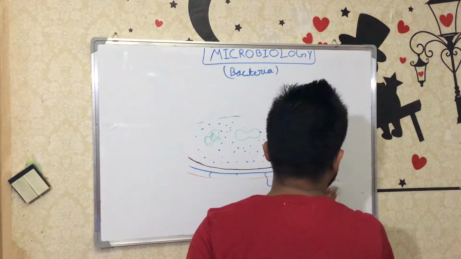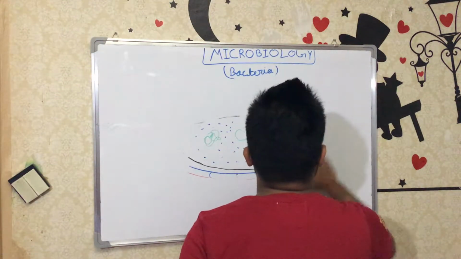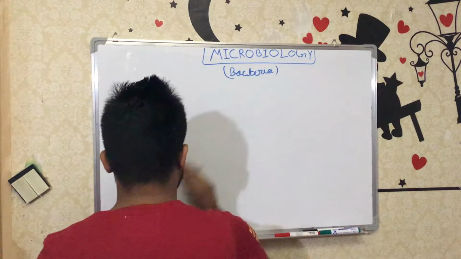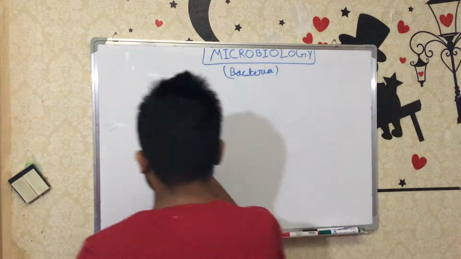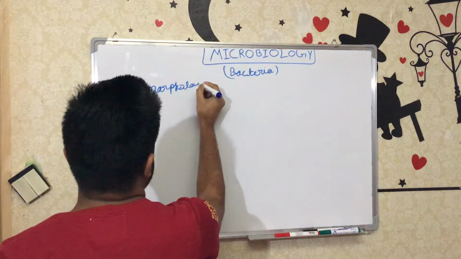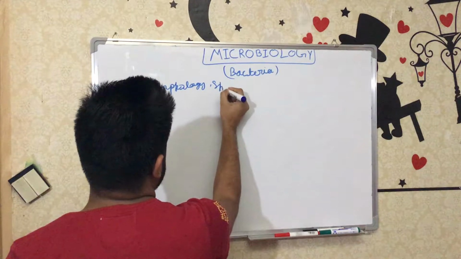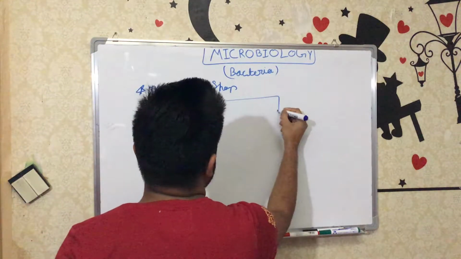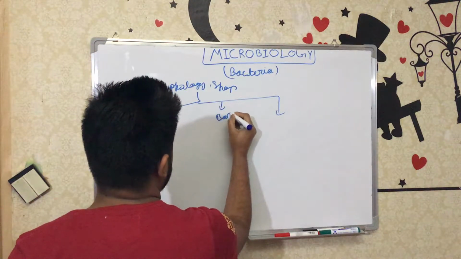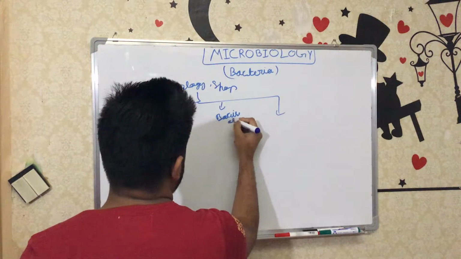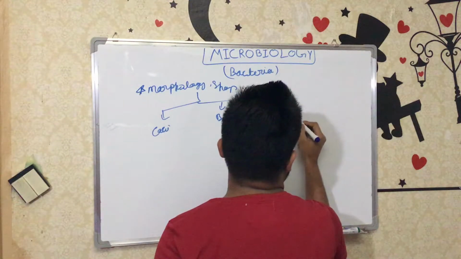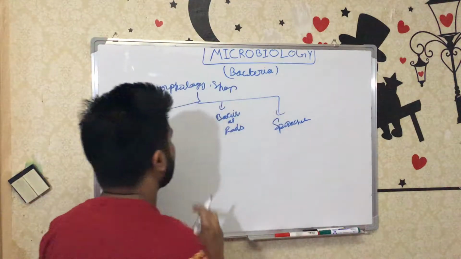About the morphology, we already discussed it last time, but very briefly we will try to discuss it. Morphology, or we can say shape. We have three main shapes. First, cocci, then bacilli, or sometimes rods, and then spirochete. These three are the main morphological structures.